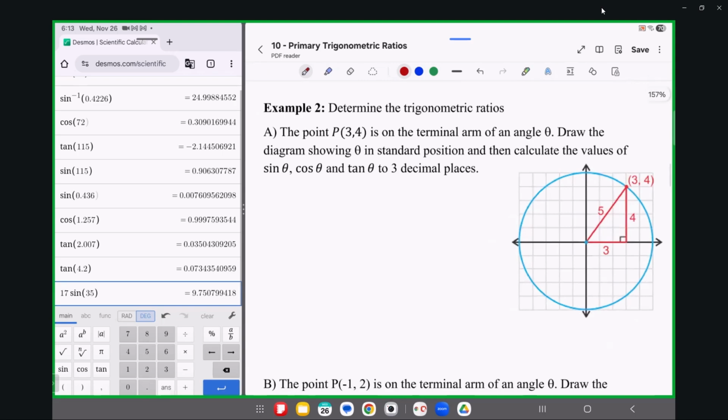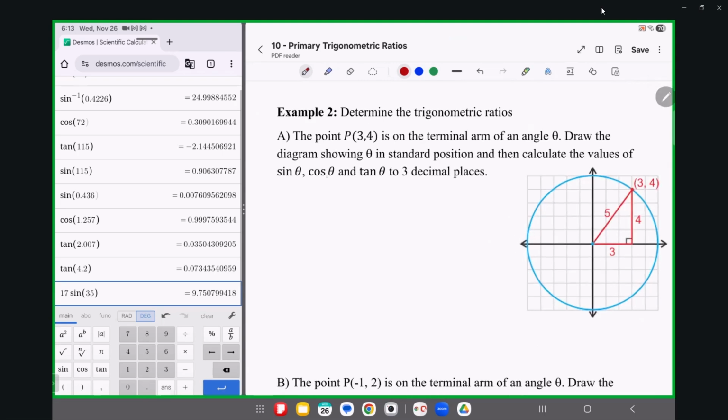ratios. A point, which is given by 3 comma 4, is on the terminal arm of an angle theta. So they're saying that this angle in here, this is theta. Draw the diagram showing theta in standard position. I've taken the liberty of drawing that for us, and then calculate the values of sine theta, cos theta, and tan theta to 3 decimal places.